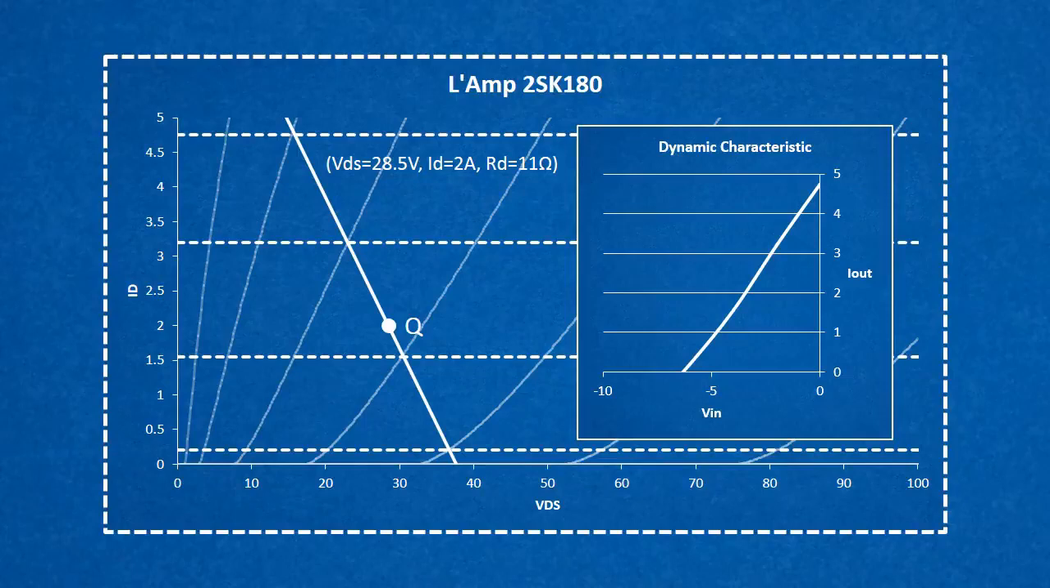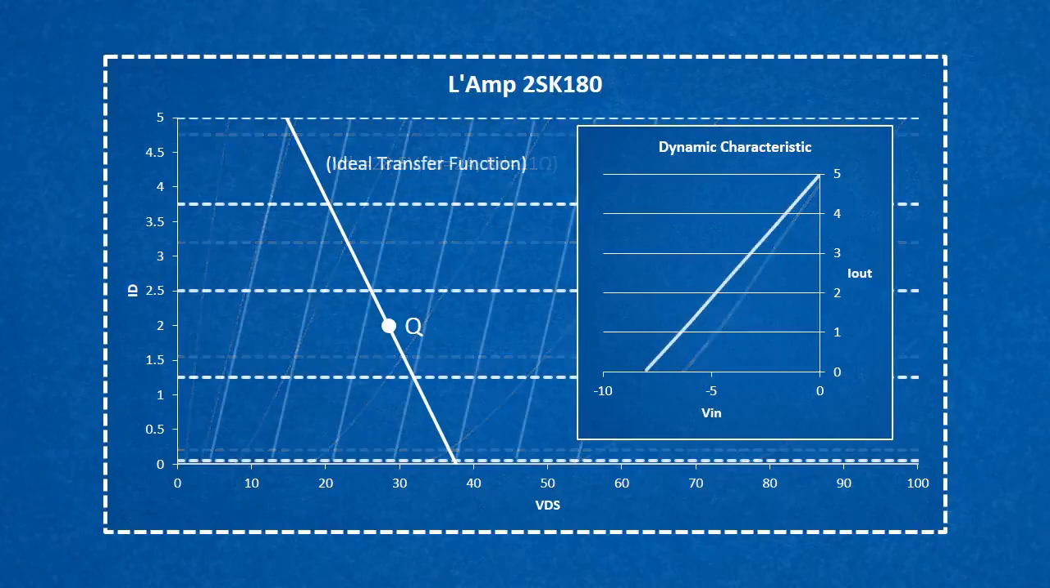A transfer function tells us what we'll get out for a given input. If the gain of our device is perfectly uniform as shown here, the dynamic characteristic will be a perfectly straight line. This is a truly linear transfer function, meaning the output will be an exact scaled replica of the input throughout the range of input. No harmonic distortion.